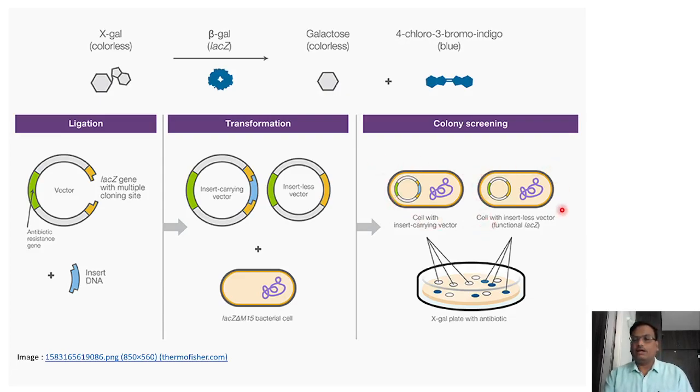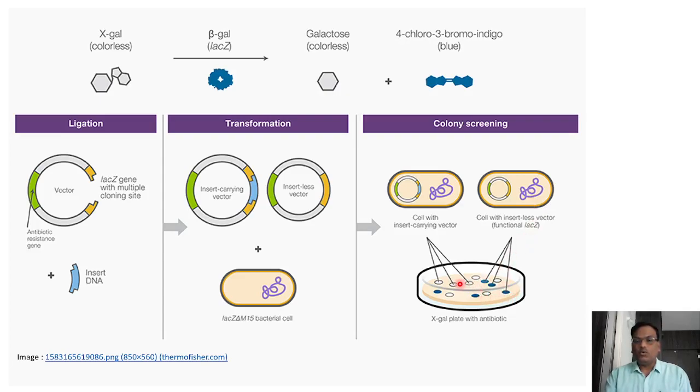Whereas this bacteria, because the gene is intact, will take up the X-gal and the X-gal will be broken down into a blue colored product. So therefore this bacteria will produce blue colored colonies. So the bacteria which has the gene of our interest will produce white colored colonies, and the bacteria which does not have the gene of our interest is going to produce blue colored colonies.